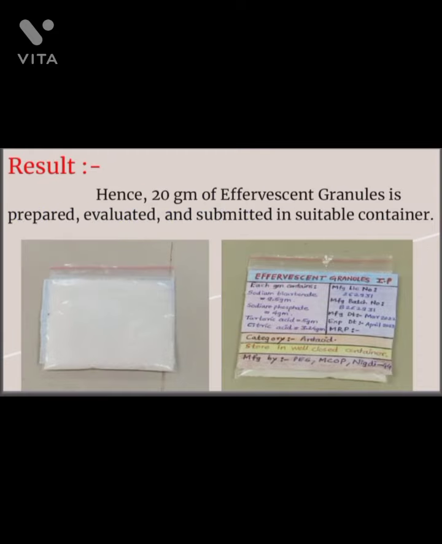Then the last one is result. Hence 20 gram of effervescent granules is prepared, evaluated and submitted in the suitable container.